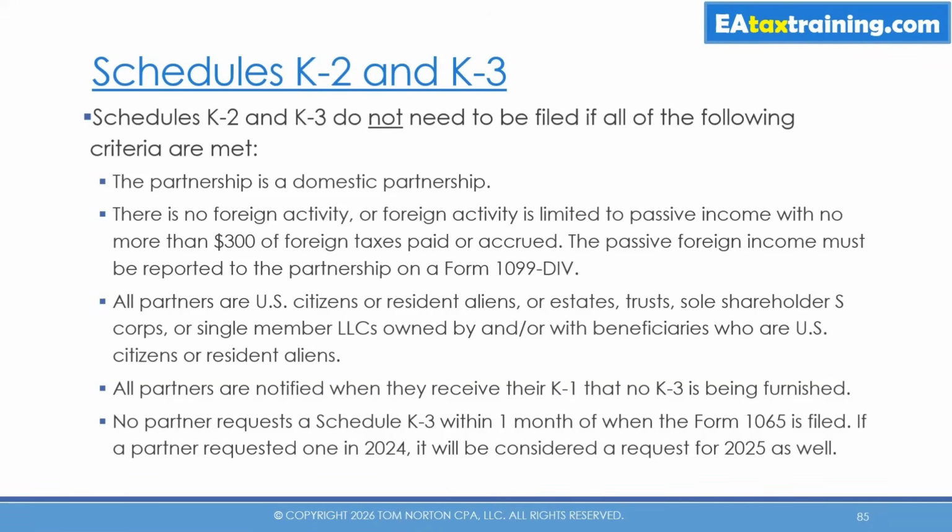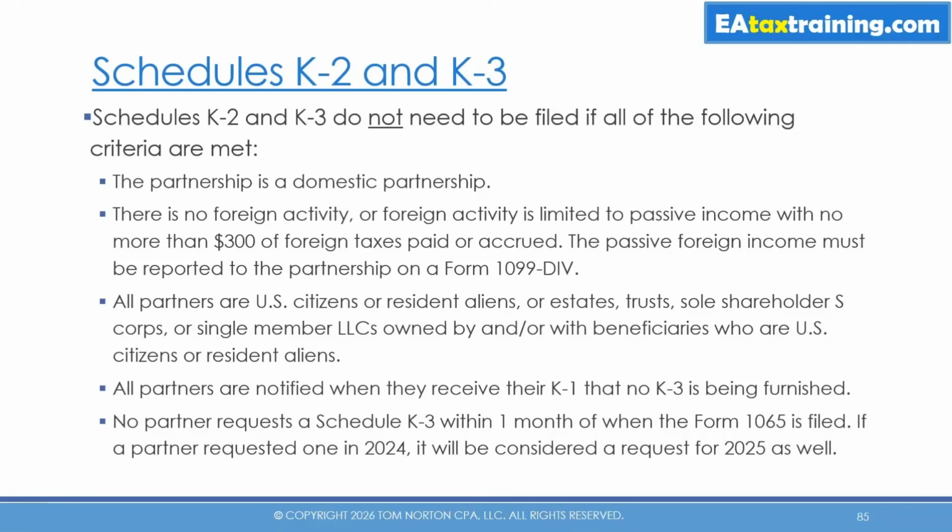They're all going to have the Schedule K and the K1. They don't necessarily need the K2 and the K3. So if they meet all of these conditions, they don't have to file K2 and K3. First of all, the partnership must be a domestic partnership. If it's a foreign partnership, they automatically have to file K2 and K3. Secondly, there is no or very little foreign activity. So if foreign activity is limited to passive income with no more than $300 of foreign taxes paid, and all of that income is reported on a 1099-DIV, then you don't need the K2 and K3 as long as you meet the rest of these criteria.